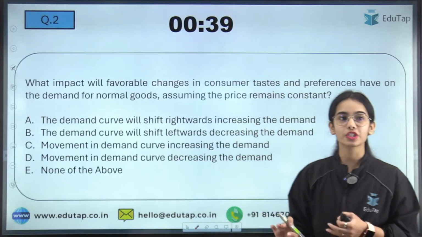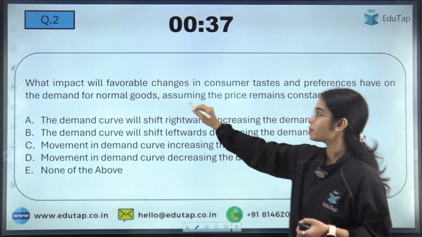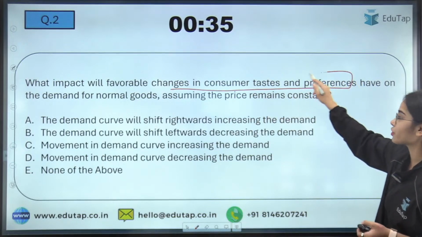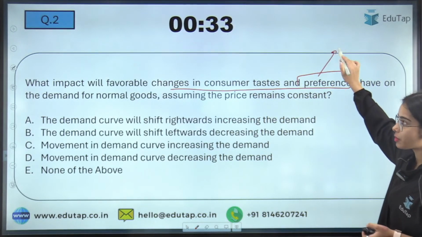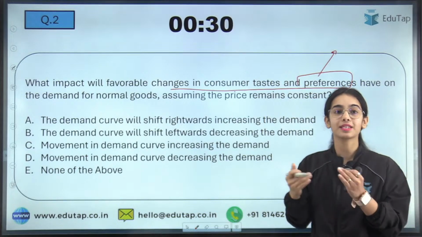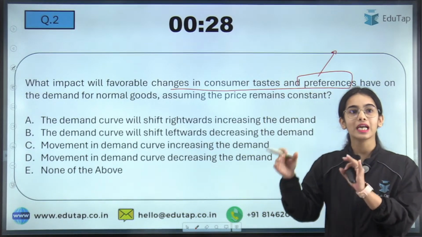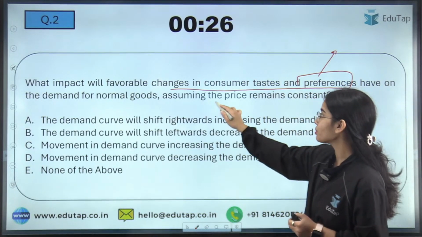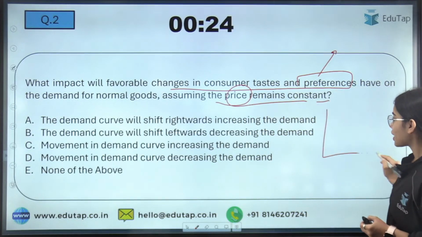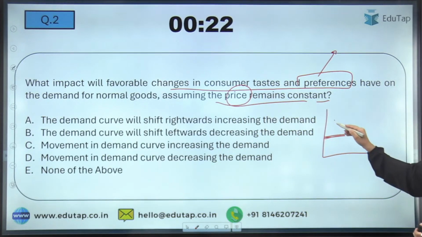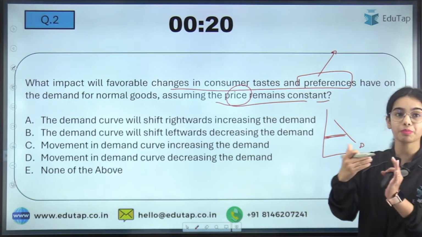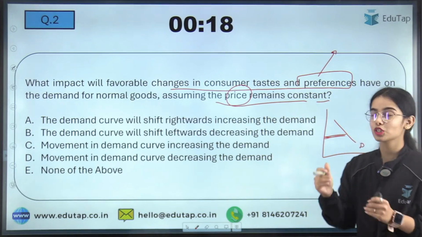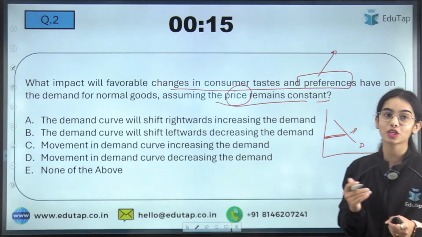Now coming to the second question: what will be the impact of favorable changes in consumer taste and preferences for a particular good on demand for normal goods, assuming that the price remains constant? So at the constant price, this is your demand curve. There is a favorable change that has come. So your demand curve is going to shift rightwards or leftwards?